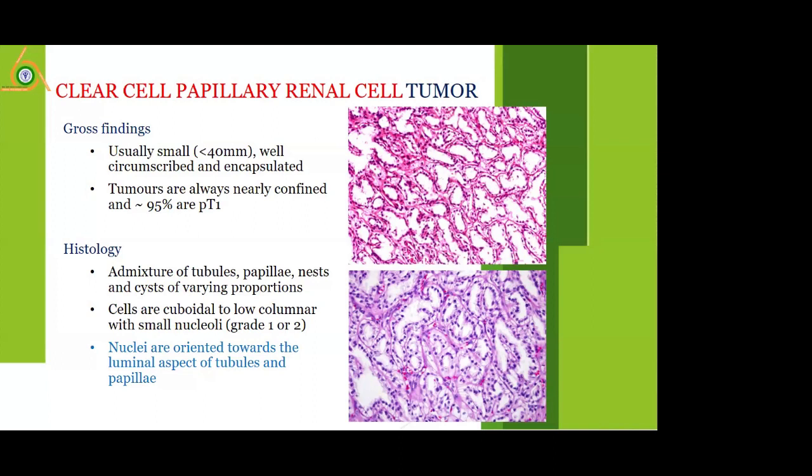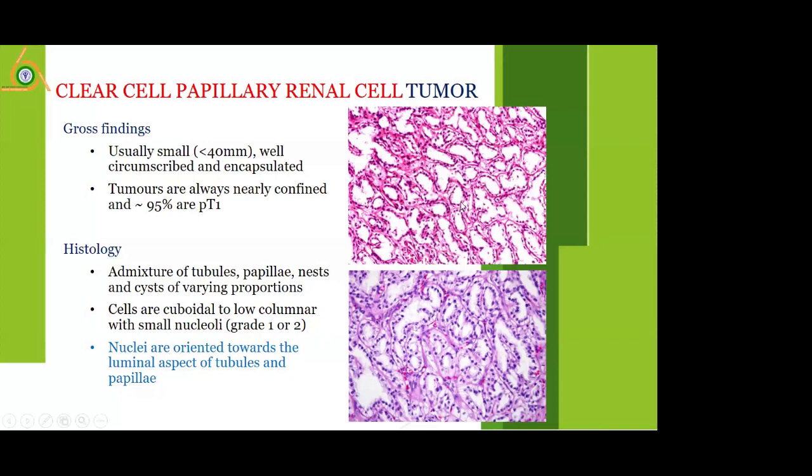What is there in the morphology is you will have tubules, short papillae, not as classical as the papillae you see in classical papillary RCC, tubules, papillae, and nests and cysts of varying proportion, which are lined by low columnar cuboidal cells. So here the ISUP grading is always grade 1 or 2, not beyond that. Okay, so low nuclear grade papillae and tubules, which are lined by clear cells, and nuclei are oriented towards the luminal aspect of tubules and papillae. So abluminal nuclei. This is how this particular entity is picked up.